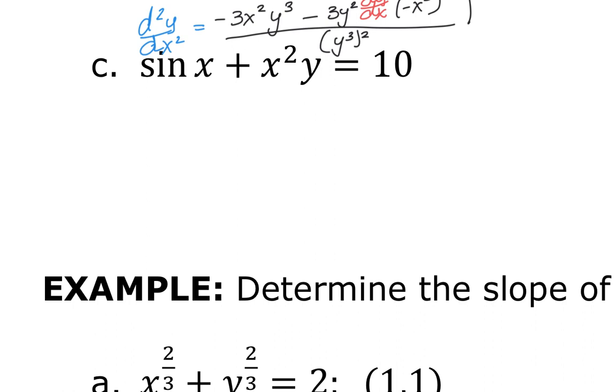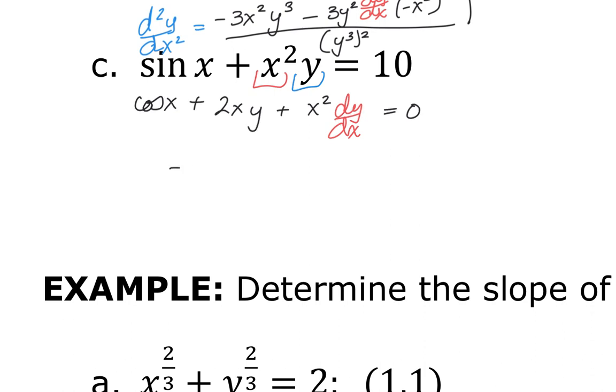Let's take a look at my last example here before we look at determine the slope in the next part. So I'm going to take my derivative of sine, which is cosine of x, plus, this is a product rule, here's u, here's v, so it's going to be plus 2xy plus x squared, and then dy/dx is equal to 0. So moving everything that's appropriate to the other side, and doing division, I'm going to have negative cosine of x minus 2xy all divided by x squared.